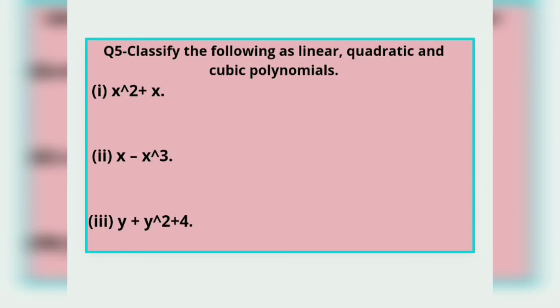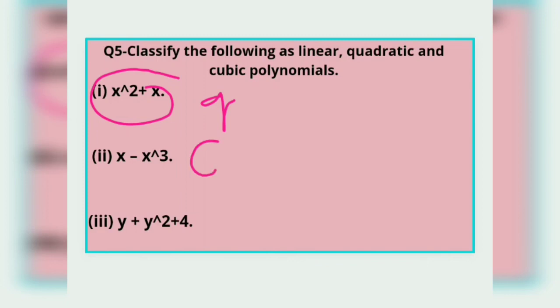Classify the following as linear, quadratic and cubic polynomials. See, just now we had discussed. Linear means when we have a degree of 1, quadratic means degree of 2 and cubic means degree of 3. Now see, in the first part, x square. 2 is there, that means this is quadratic. I will just write q, that means quadratic. Now here, next one, x minus x cube. Cube is there, that is cubic.